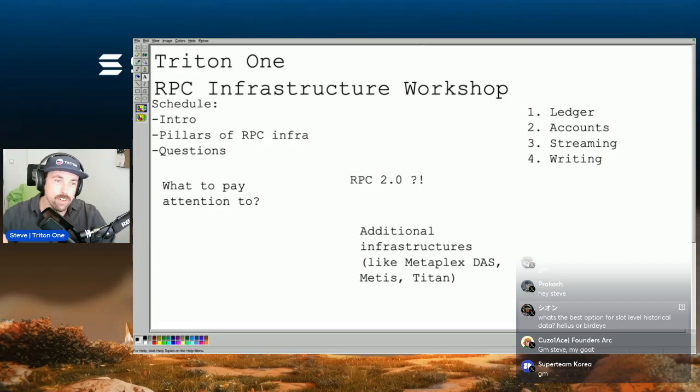So Triton One has built the Yellowstone product suite, which you might have heard of if you're building on Solana. So Triton One actually wrote the gRPC client, which is called Dragon's Mouth. And with Dragon's Mouth, you can listen to all events happening on chain. So all the transactions that are happening, all the account state changes, you can listen to through Dragon's Mouth. You can listen to specific accounts. You can listen to certain accounts tied to programs. You can filter out what you want to listen to.